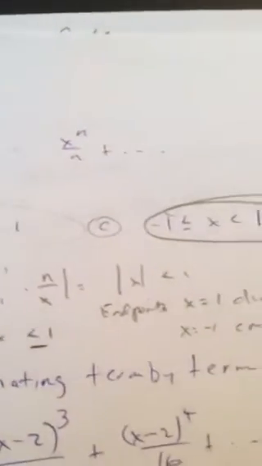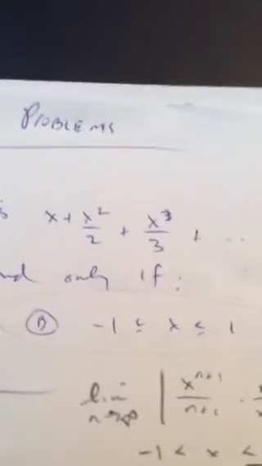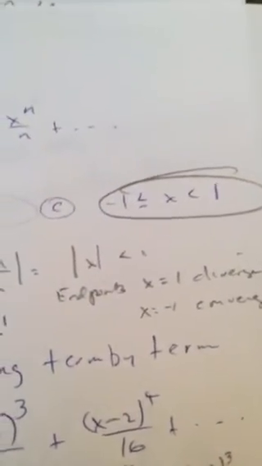Then I test my endpoints. At x equals 1, it's going to be the harmonic series. It diverges. At x equals -1, I will end up with -1 plus 1/2 minus 1/3 plus 1/4, which is an alternating series, and that converges. So the total interval of convergence is -1 less than or equal to x less than 1. It converges absolutely on -1 less than x less than 1 and conditionally at -1.